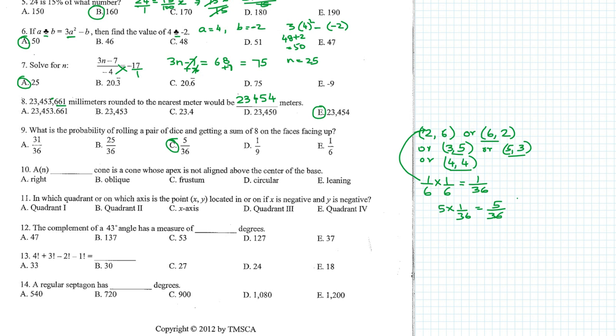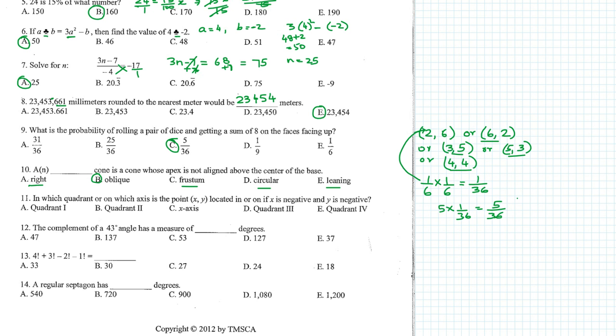Question 10. A dash cone is a cone whose apex is not aligned above the center of the base. So it is definitely not a right cone. It is not a frustum. It's not circular, it's not leaning. The answer is oblique. B.